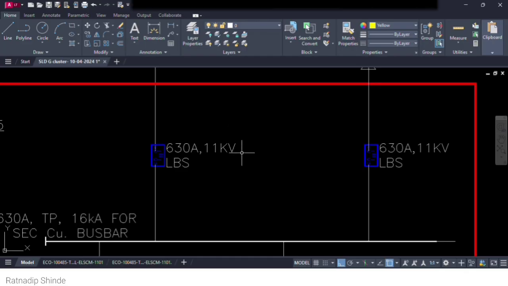The isolator works under a no load condition. Whenever the load is off, only at that time can the isolator be operated, while the circuit breaker can make or break its contacts under loaded as well as unloaded conditions. So both functions can be done by this LBS, which works under loaded and unloaded conditions.